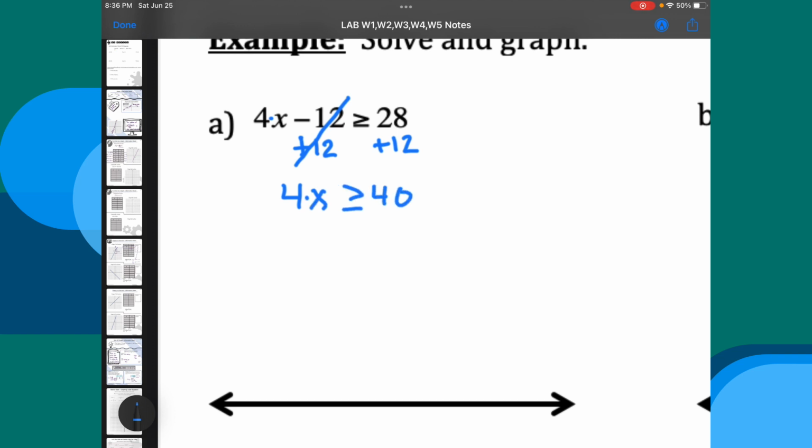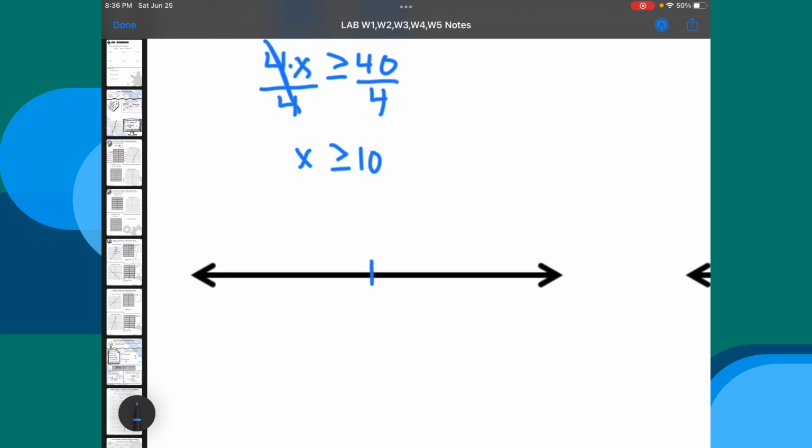Then we still have multiplication. We'll use the inverse operation of division. 4 divided by 4 cancels out to 1. And we get x is bigger than or equal to 10. So 10 goes in the middle. The equal to makes it a filled-in circle. This is saying that x is bigger than our number. Bigger numbers always get shaded to the right.